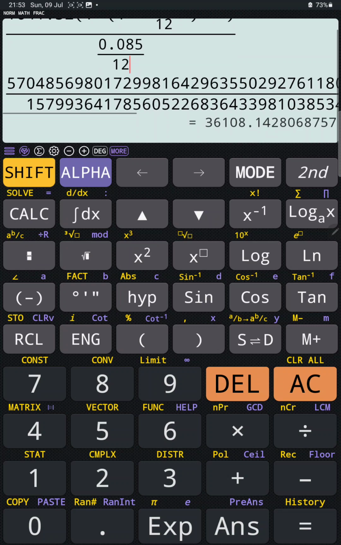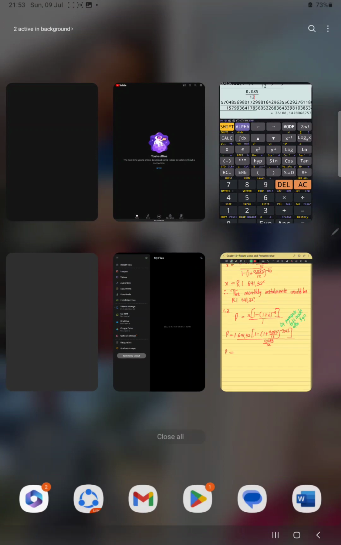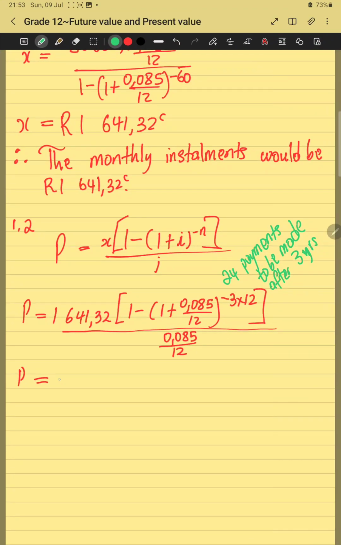No, it's correct. So the answer is going to be 36,108.14. So this is the outstanding balance. Now let's move on to the next question.